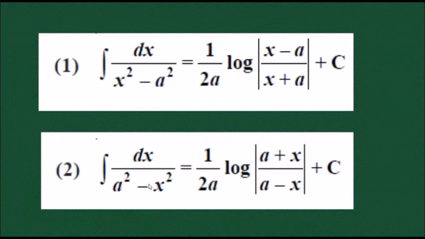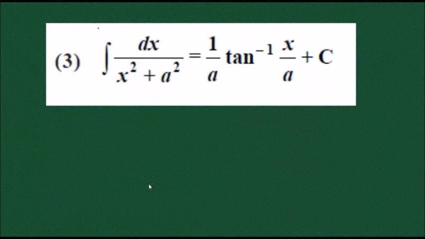The second one, integration of 1 by a square minus x square dx is 1 by 2a log of (a plus x) by (a minus x) plus c. Third one, integration of 1 by x square plus a square dx is 1 by a tan inverse x by a plus c.